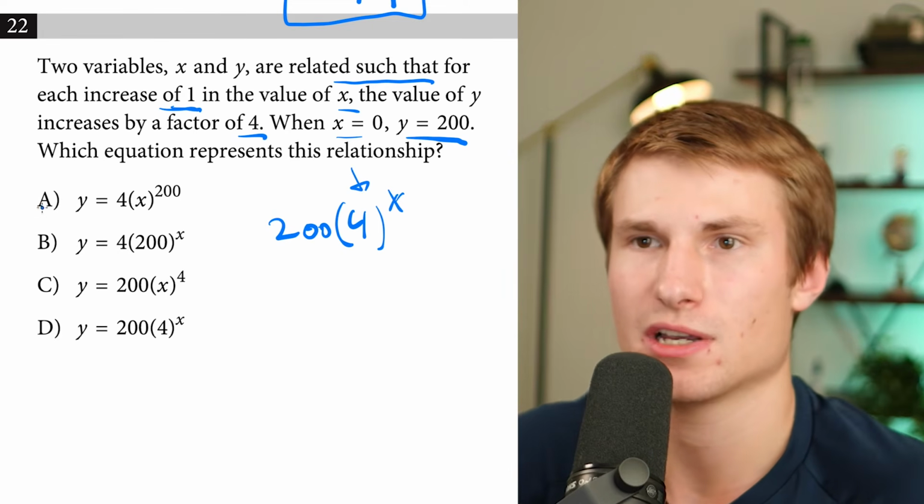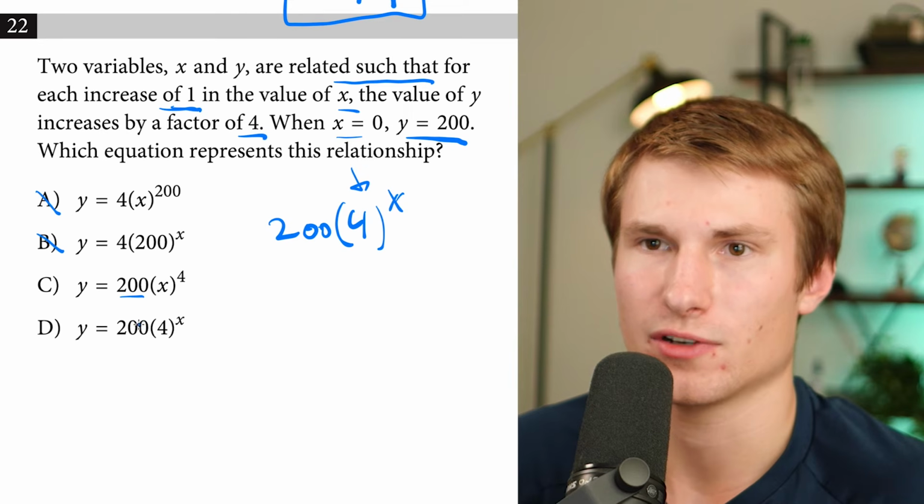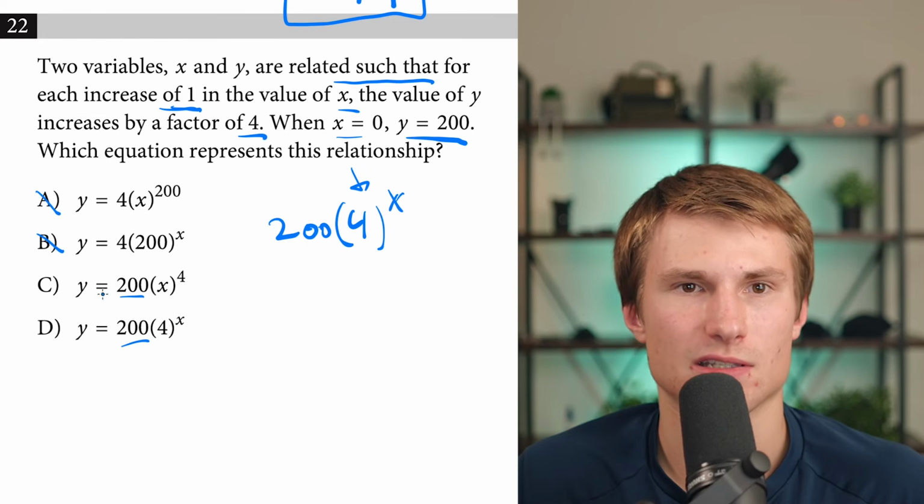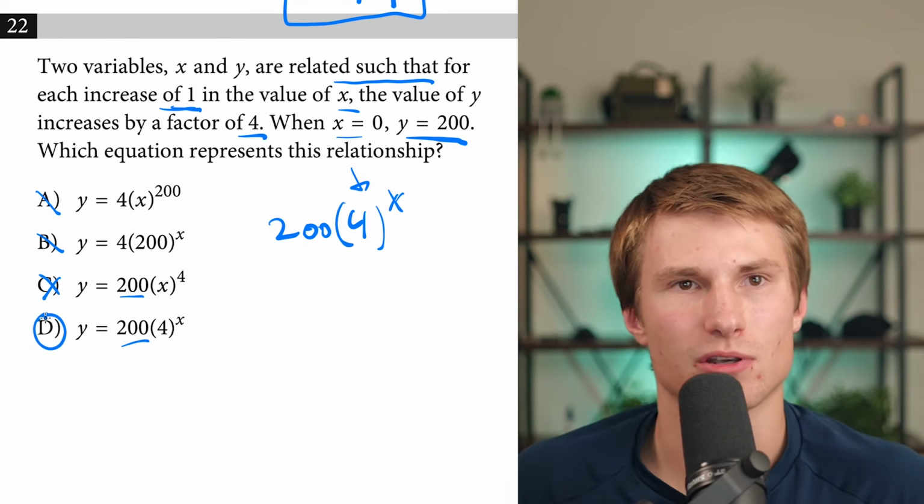So we've got our equation now. We know our initial value isn't 4. Our initial value is 200. We also know that the x needs to be the exponent. So our answer has got to be D. We can go and move on to number 23 now.